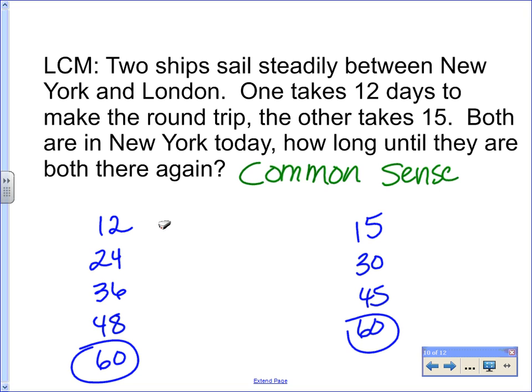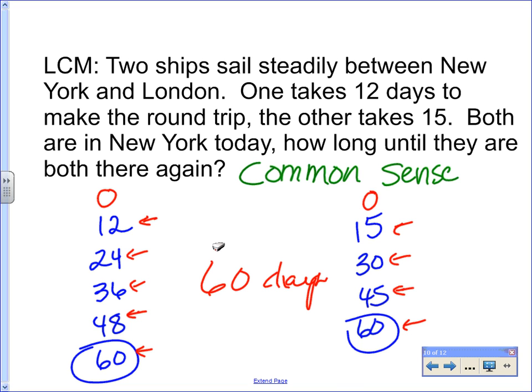For example, on this one, well, this ship is there today. They're both in New York on day 0, which is today. Then in 12 days, this one will be there again, and it'll be 15 days before this one's there. Then this one will go again in 24 days, and 36, and 48, and 60. This one will go again in 30 and 45. So they're missing each other by a few days. And then in 60 days, they'll both be there again. So the answer to this question is 60 days. They'll both be there again in 60 days.